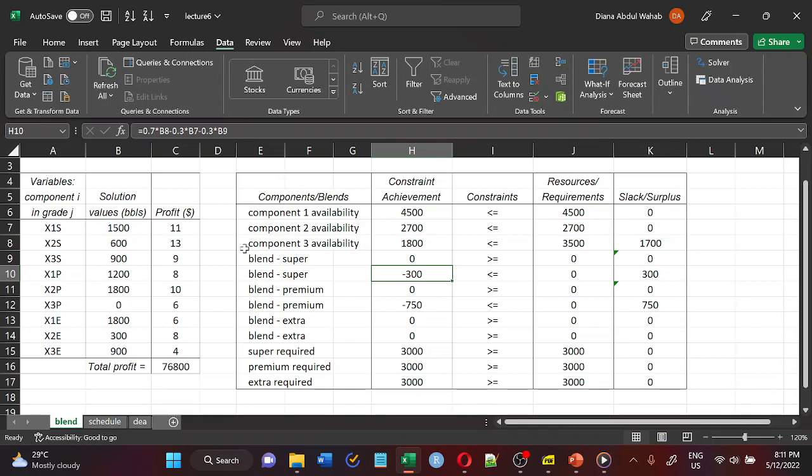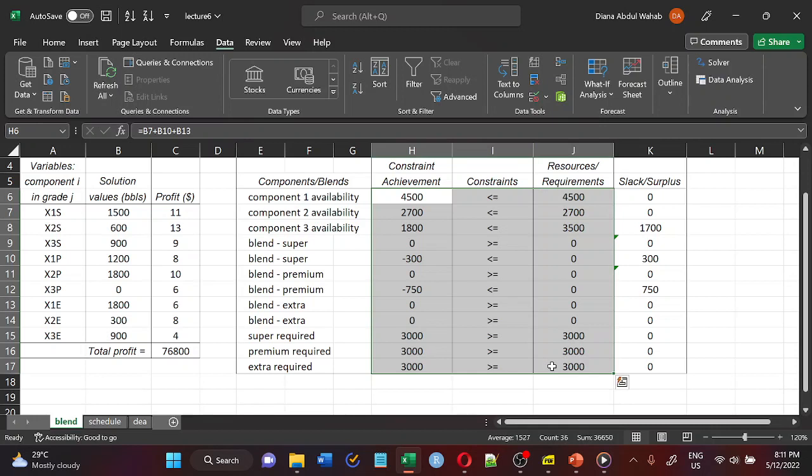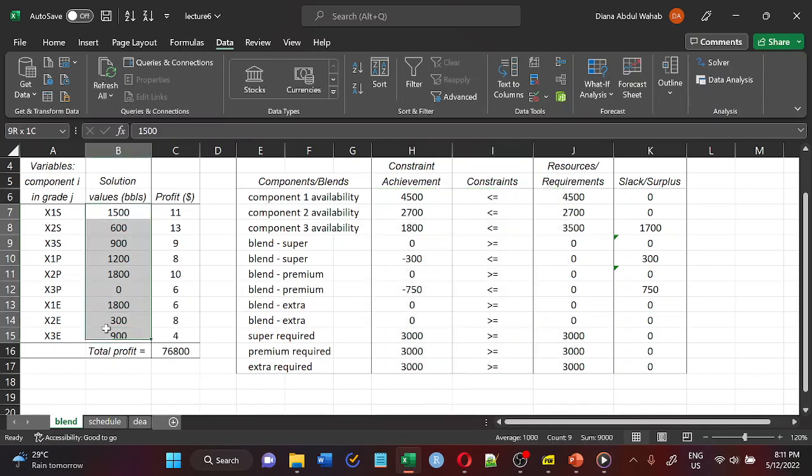Now let us interpret what it means. You can't interpret from here. Basically, you can just look at whether it satisfies all the requirements and restrictions. But the most important part is this one. Component 1 used to make super is 1500 barrels, and 600 barrels of component 2 and 900 barrels of component 3 are used to make up the super.